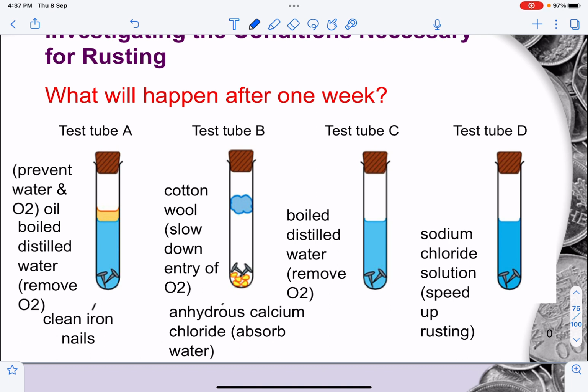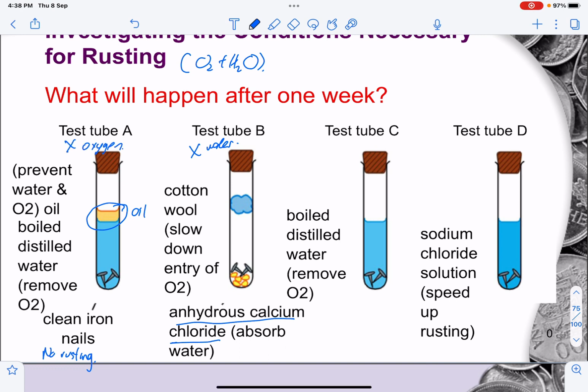You could see that for test tube A, right, you have this layer of oil. This oil tends to prevent oxygen from reacting with the nails, and so the nails will actually have water only. There will not be any rusting, no rusting. Because for rusting to occur, you need oxygen and water. Next, we have anhydrous calcium chloride that absorbs water. So in this case, we have no water here, so no water. Down here is no oxygen.